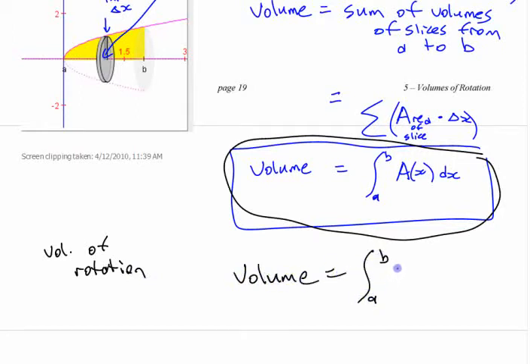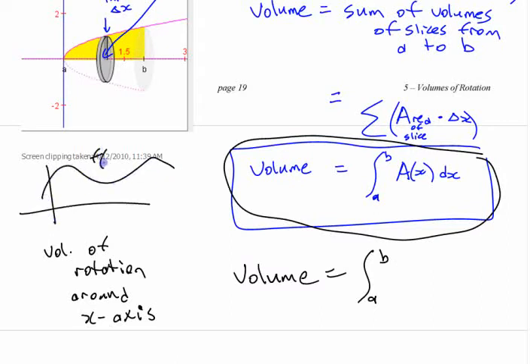This is if you're rotating around the x-axis. If you're rotating around the x-axis, it's just whatever the function is. If you have some function like this that looks like whatever here, called f of x, and you want to know the volume of rotation from A to B like this, as in if you rotate that whole area around, it's just integral of f of x squared times pi. And if you want to put the pi first, you can.